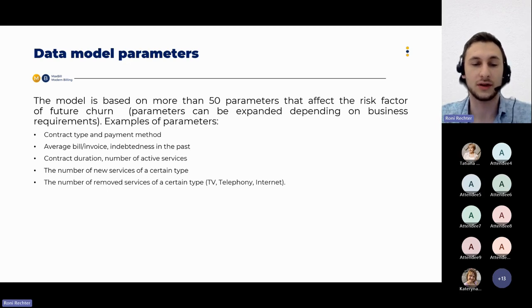Contract duration, whether the client is 1 year with the company or 5 years with the company. It can indicate the level of loyalty of the customers and impact the probability of this customer churning to another company. Number of active services, whether the customer is using only telephony or uses TV, telephony, and internet. And the number of new services or removed services of a certain type.